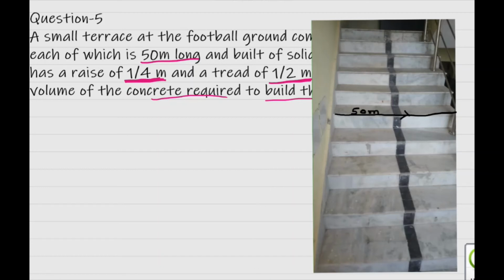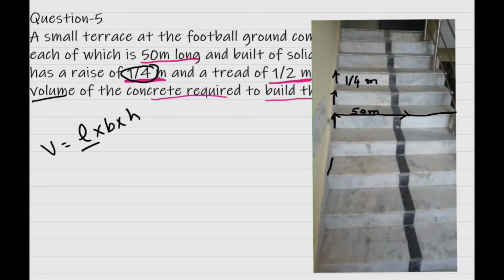And has a raise of 1 by 4 meters. Raise means height. This one is the height. This one is the height. You can see for every step there is a height. So this is how much? 1 by 4 meters. This is 1 by 4 meters. And a tread. What is the tread now? See, this is the breadth. If you are talking about the volume, volume needs length, breadth as well as height. Now you have got length as well as height, but for breadth it is given tread of half meter.